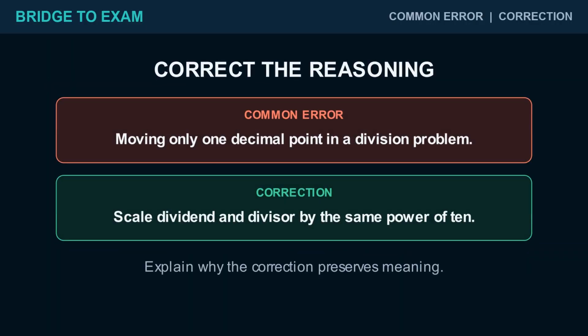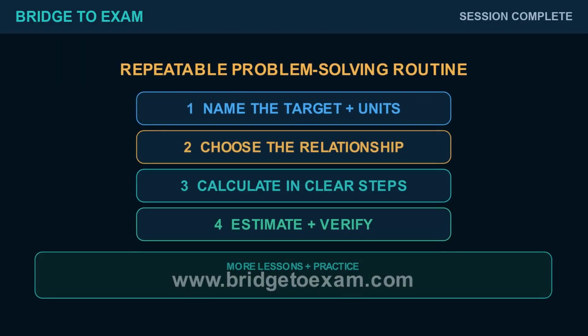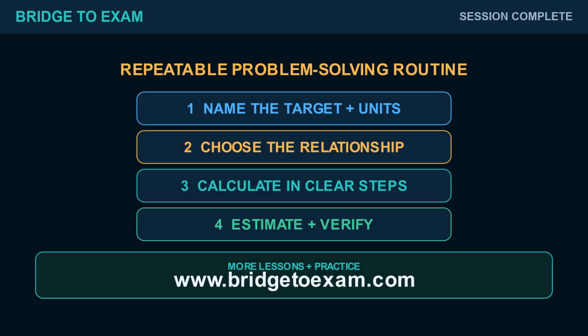Watch for this common error, moving only 1 decimal point in a division problem. Correction. Scale dividend and divisor by the same power of 10. Use this routine. Name the target and units, choose a relationship, calculate with clear steps, then estimate and verify. Use base 10 place value to align or scale the numbers, calculate, and verify with an estimate or inverse operation.